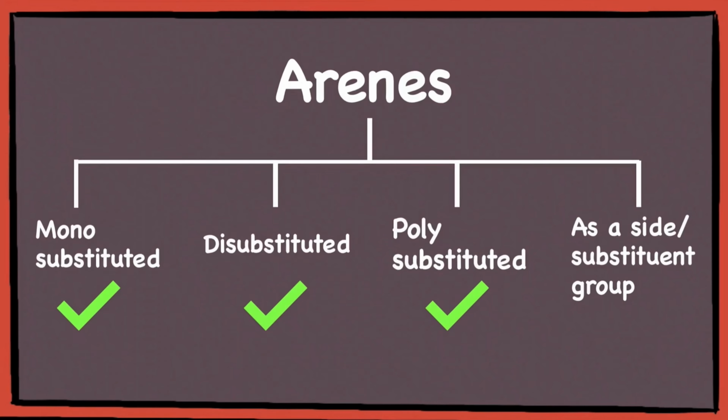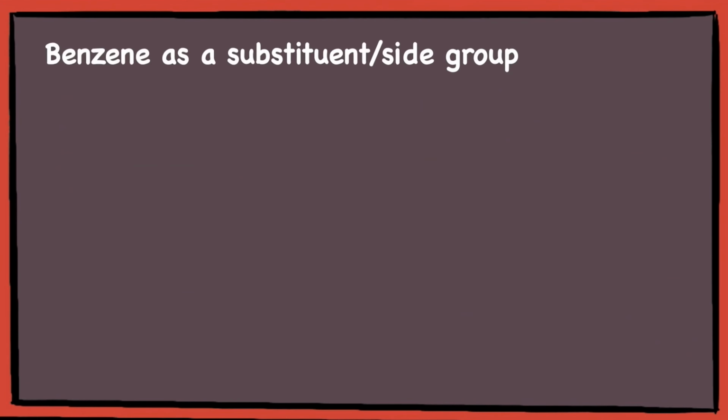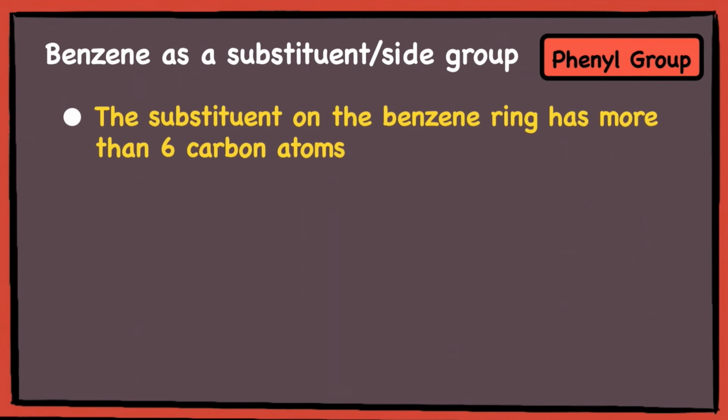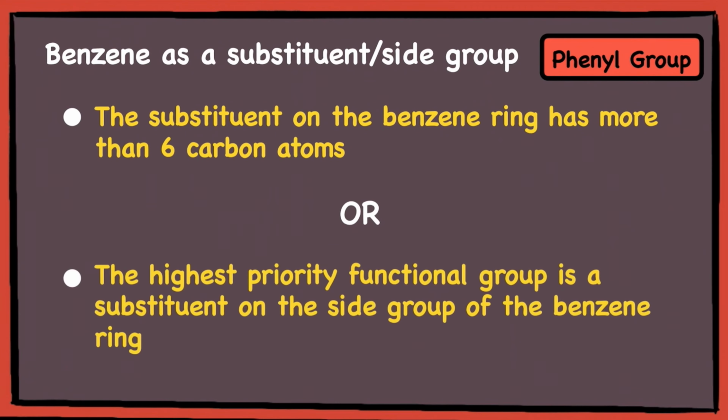Lastly, the benzene ring could act as a substituent group or become the prefix instead of the suffix. During such a scenario, the benzene ring will be called a phenyl group. This happens when, number 1, the substituent on the benzene ring has more than 6 carbon atoms, or number 2, the highest priority functional group is a substituent on the side group of the benzene ring.